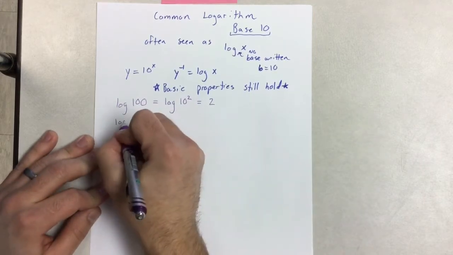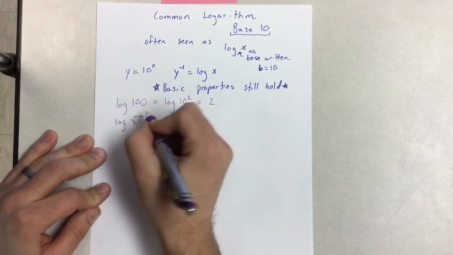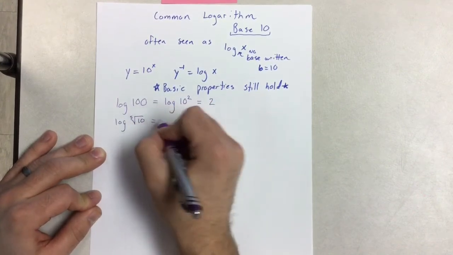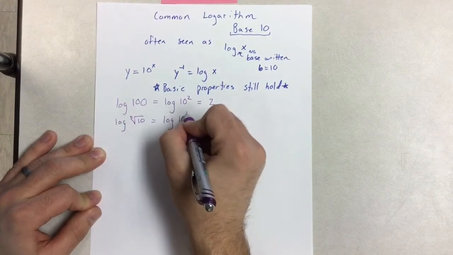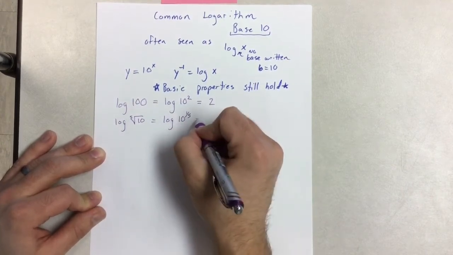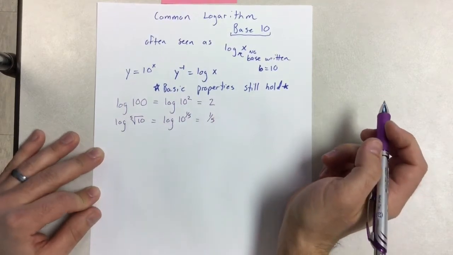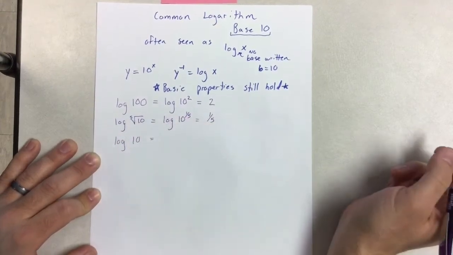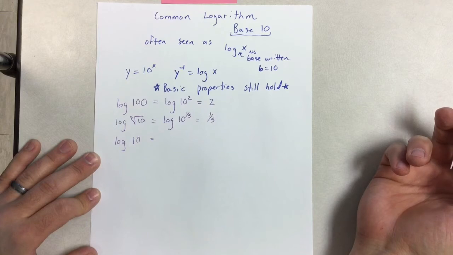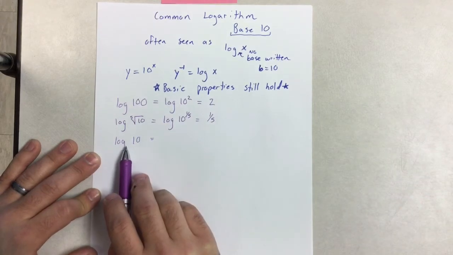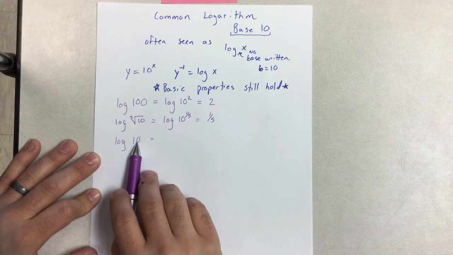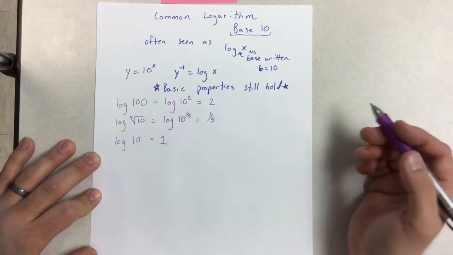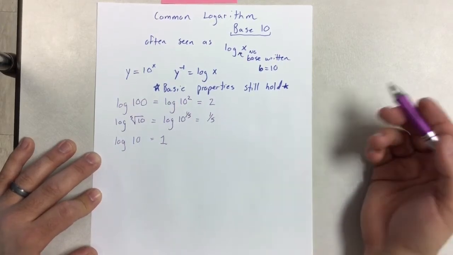Let's try another. Log of the fifth root of 10. I'm going to rewrite this with an exponent, 10 to the power of 1/5. Well, it's log base 10, so it's the exponent, 1/5. What about log of just 10? Well, it's base 10, so when I'm taking log of the same base, it's always going to equal 1. If I had log base 17 of 17, it equals 1.